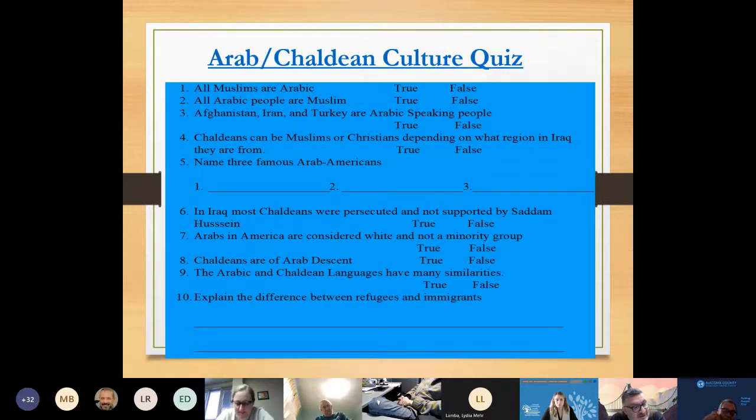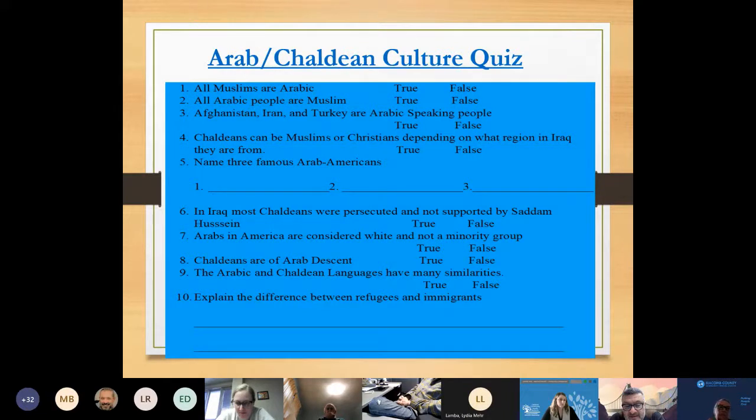Okay, let's go to the next one. All Arabic people are Muslims. No. False. There are Christians in the Arab world, a minority. There is Judaism in the Middle East. And of course, the minority religious groups of the Mandaeans, the followers of John the Baptist. They have their own religion, and there are small different sects, as diverse as you can imagine, religious-wise.